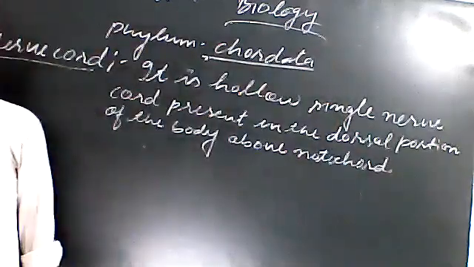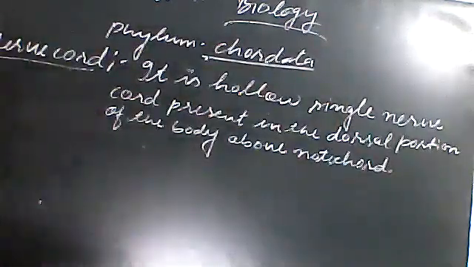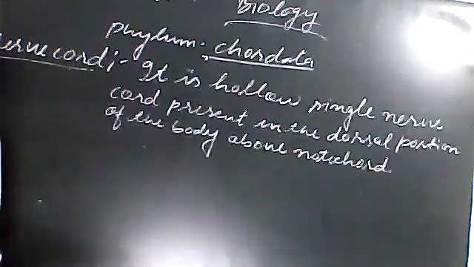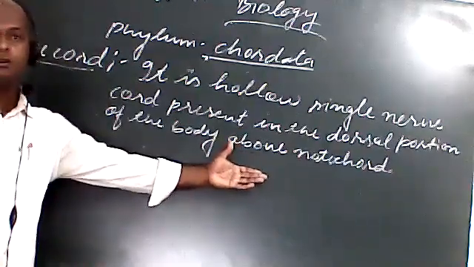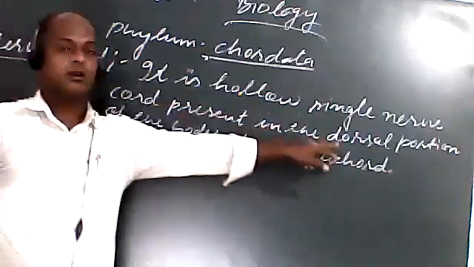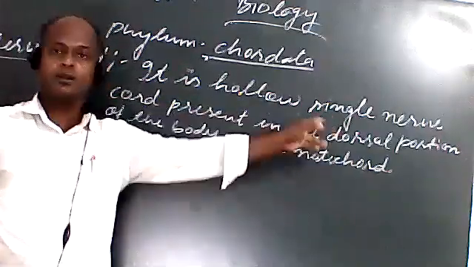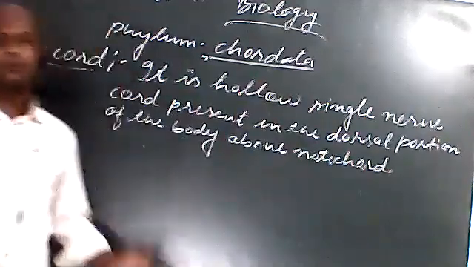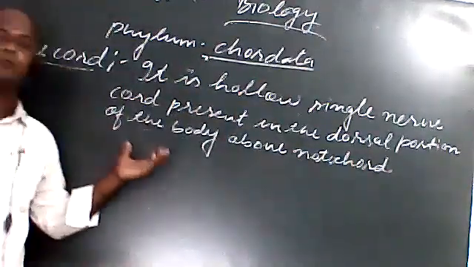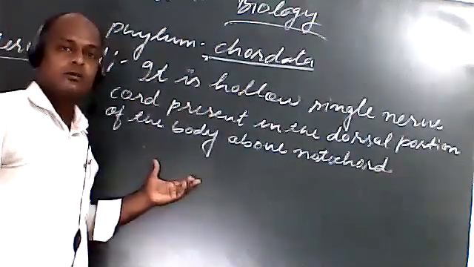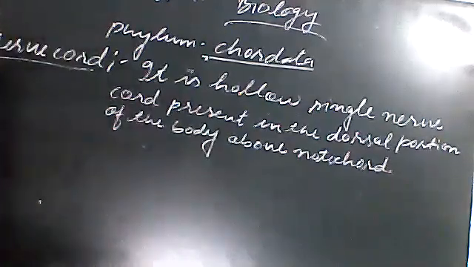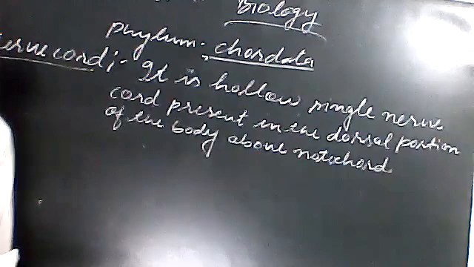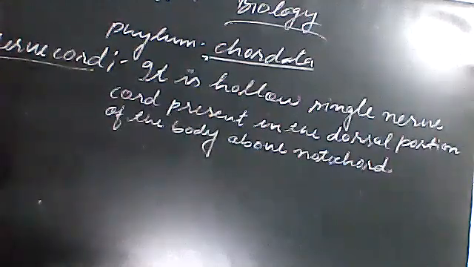If you see the structure, you will find that the nerve cord is present above the notochord on the dorsal portion of the body, and it is always a single nerve cord. This is the characteristic feature of the nerve cord found in chordates. Now about the notochord, the second one is the notochord.